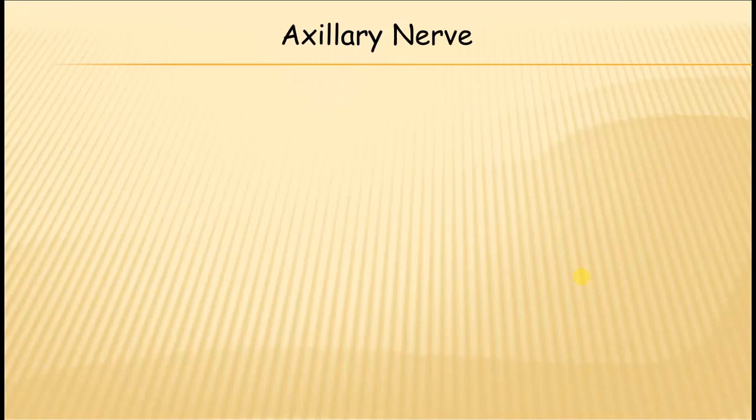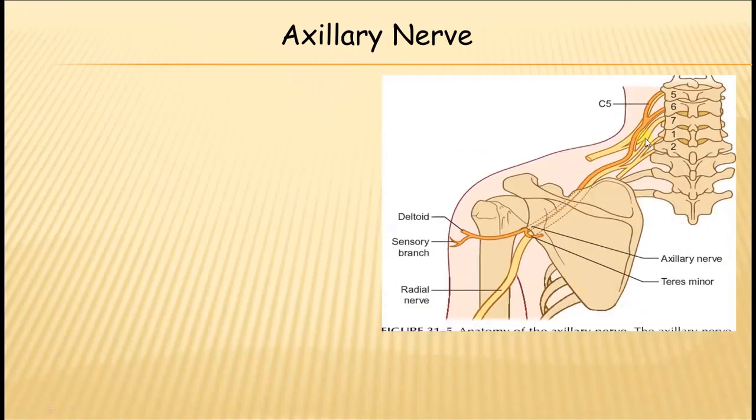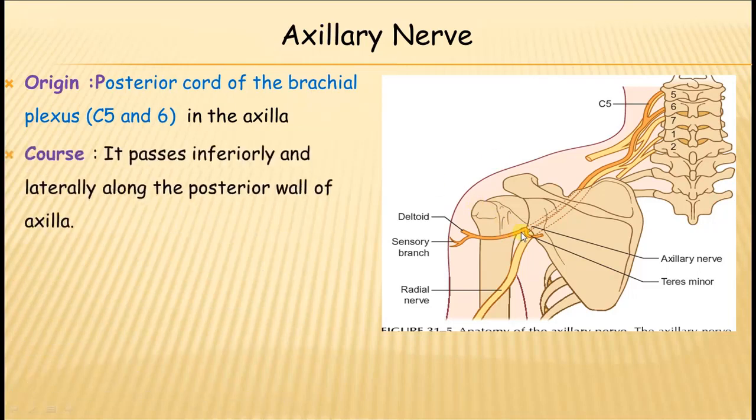So now we will discuss certain aspects of the axillary nerve. So here you are able to see the axillary nerve, which is brown color. It is a branch of the posterior cord of the brachial plexus. Okay, so it is actually a branch from the posterior cord of the brachial plexus and its root value is C5 and C6. The branch is actually given in the axilla.